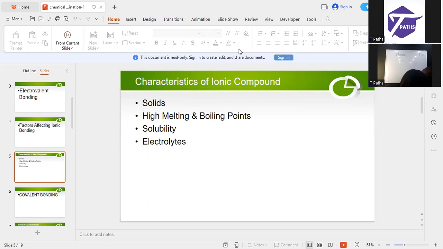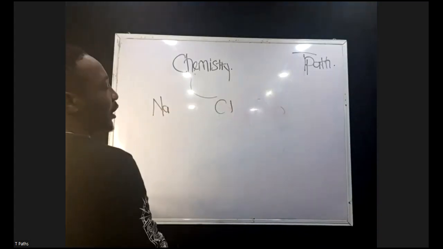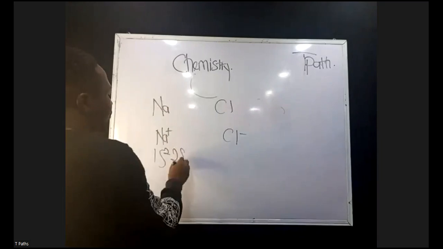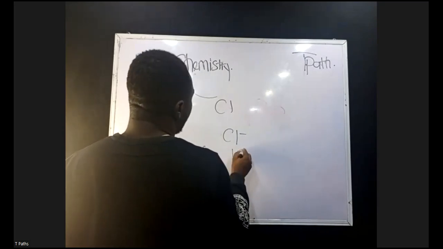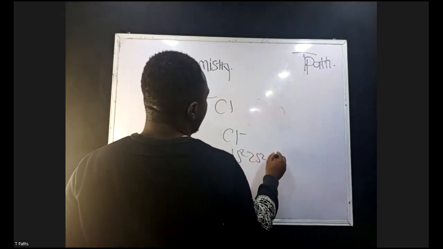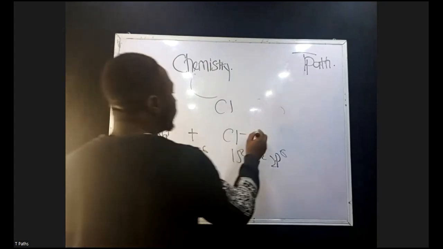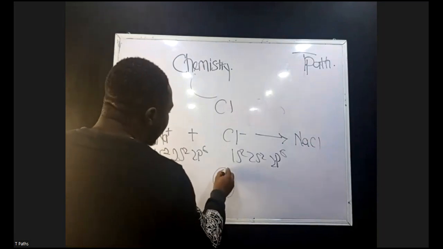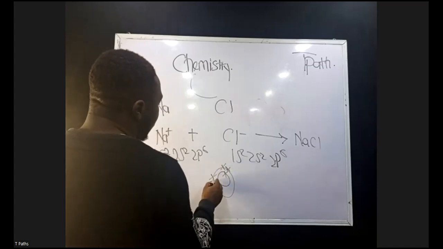To analyze that concept, let's take a very good example. If I have NaCl, Na gives out an electron to form Na+ and Cl-. So Na+ is 1s2, 2s2, 2p6. Cl- is 1s2, 2s2, 2p6. So now it is balanced. What happens here? Na+ plus Cl- will give us NaCl. So then the transfer of electrons, if this is the 1, 2, 3, 4, 5, 6, 7.